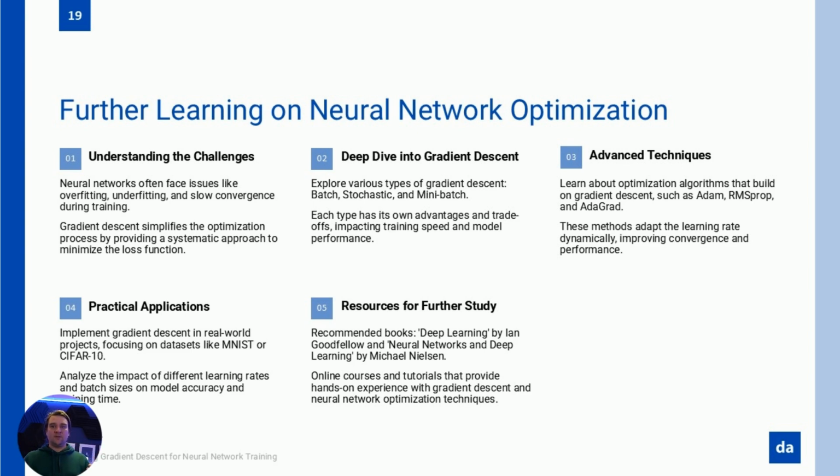Books. Deep Learning by Ian Goodfellow is a must-read, as is Michael Nielsen's Neural Networks and Deep Learning. Online courses. Platforms like Coursera and Udemy offer hands-on tutorials for gradient descent and optimization techniques. Communities. Engage with fellow learners and practitioners on Kaggle, GitHub, or LinkedIn. Share your insights and learn from others. It's a two-way street.